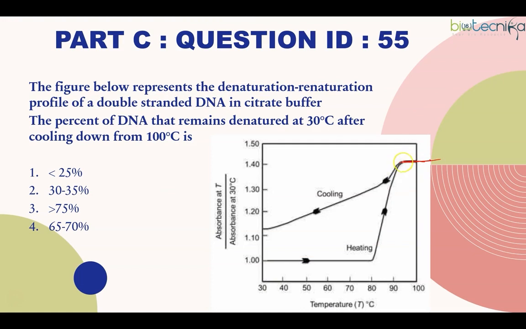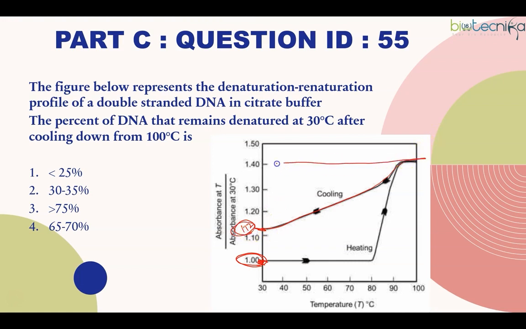What have you done now? You have done cooling from here. From 100 you have brought it down again to 30. But what do you observe here? When you started with the double-stranded DNA, the absorbance recorded was 1 at 30 degrees centigrade. But after cooling, the absorbance came to about 1.12.